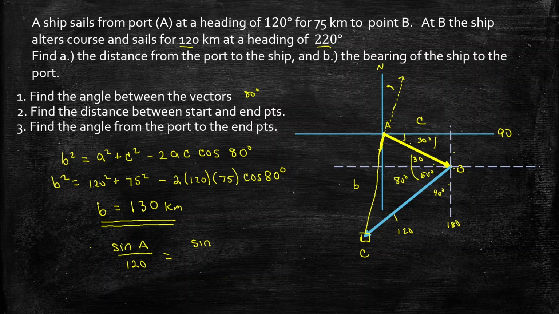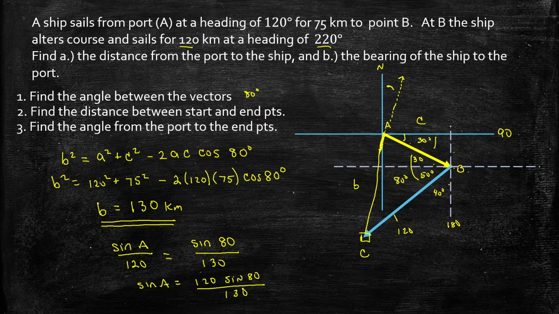The only other angle I know for sure is this 80 degrees. So 80 over, and then of course 130, because that's the one we just found. So sine of A is 120 sine 80 over 130. Let's throw that into a calculator. Sine of 80 is 0.98, times 120 gives me 118, and then divided by 130 is 0.909.